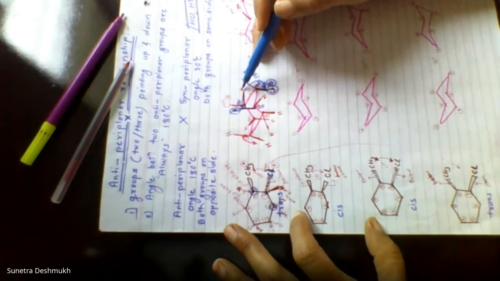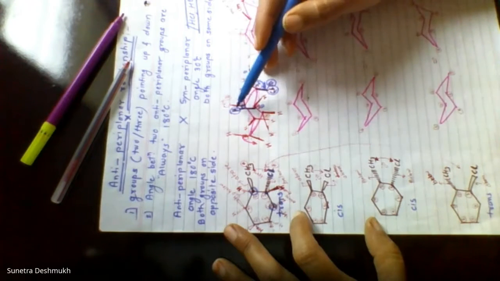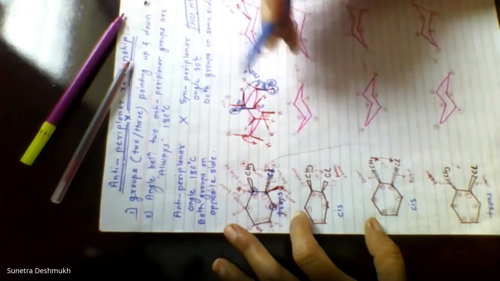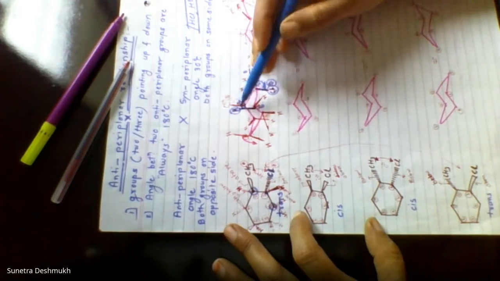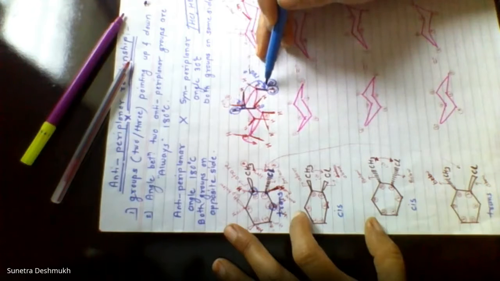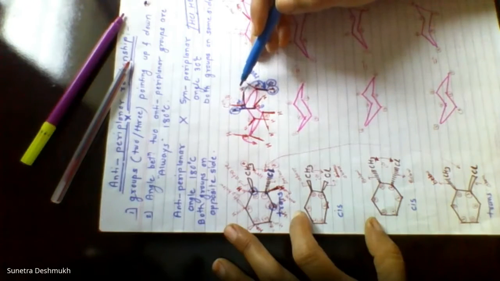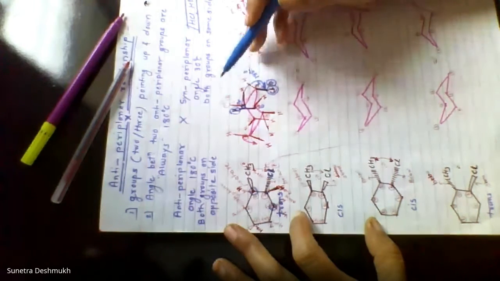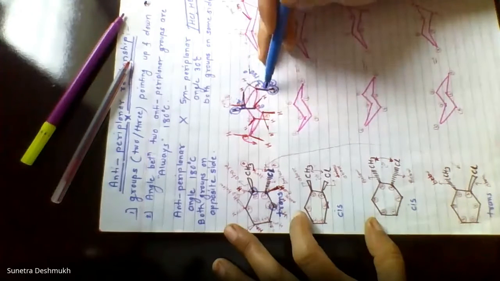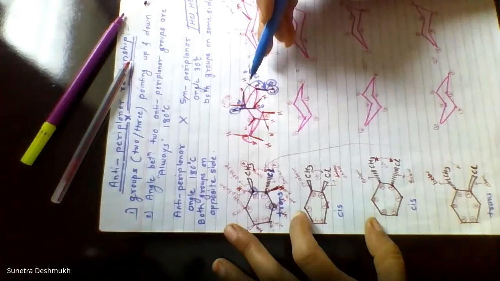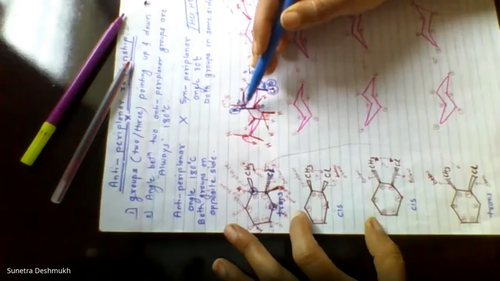At the second position, methyl is present at axial and hydrogen is equatorial. So we cannot say hydrogen is ready to eliminate with chlorine as HCl. So only this H and this chlorine can eliminate because these are anti to each other, having a 180 degree angle. On the second position, hydrogen is equatorial, so we cannot eliminate this one. This will not eliminate because this is stable.